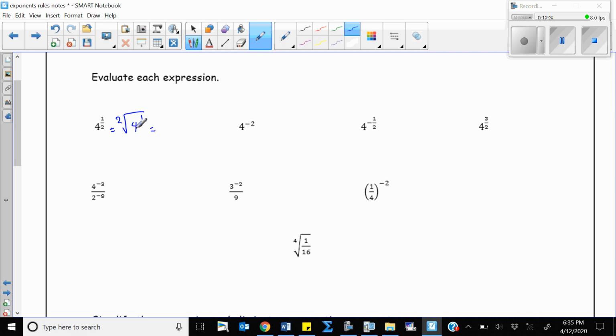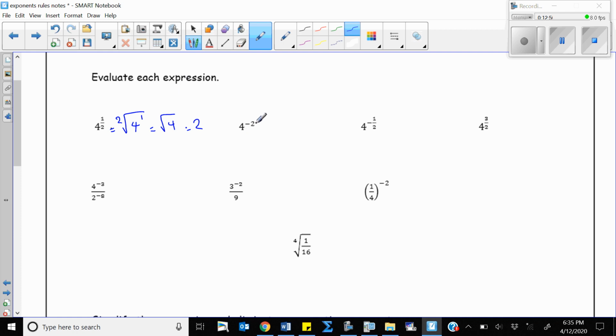Now, 4 to the power of 1 is 4, and we know that if we have a base of 2 for a radical, we don't have to write that. So this is just the root of 4, and that's equal to 2. So we simplified this to 2.